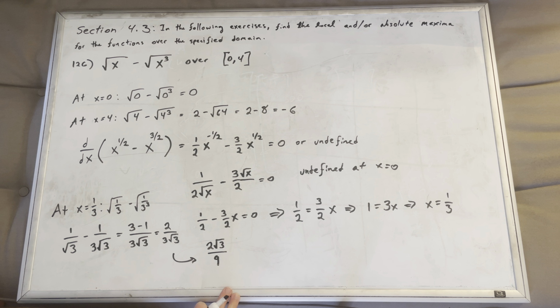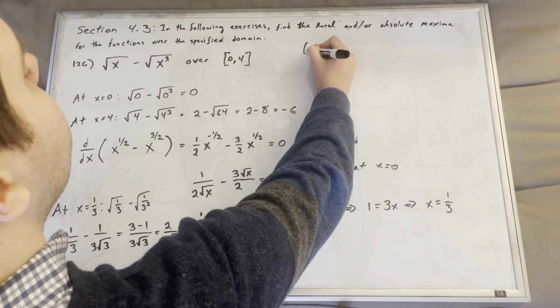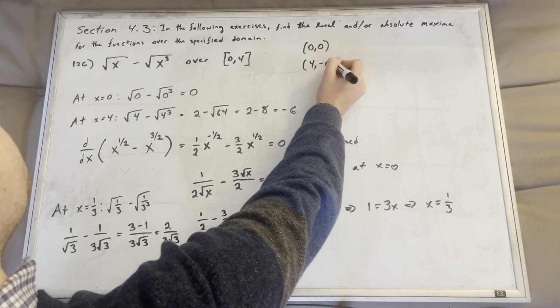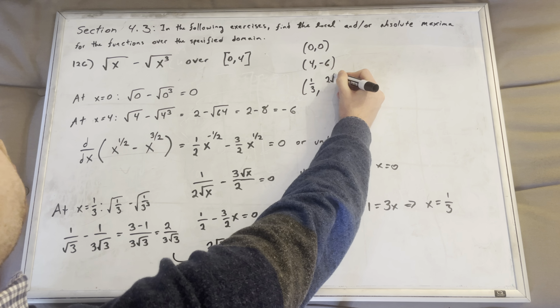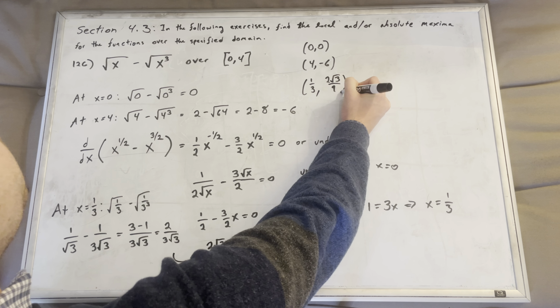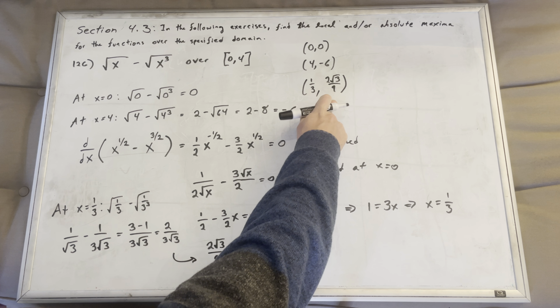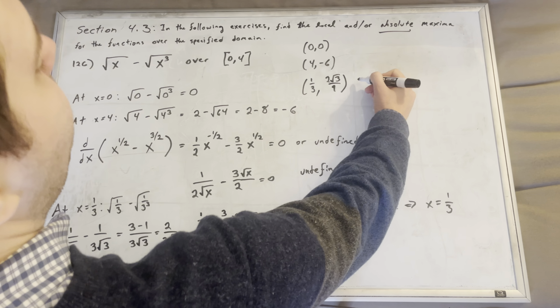Our 3 possible candidates for the local and or absolute maximum are 0 at x equals 0, negative 6 at x equals 4, and 2 square root 3 over 9 at x equals 1/3. Now, only one of these is positive, this 2 square root 3 over 9, so this is certainly going to be our absolute maxima.